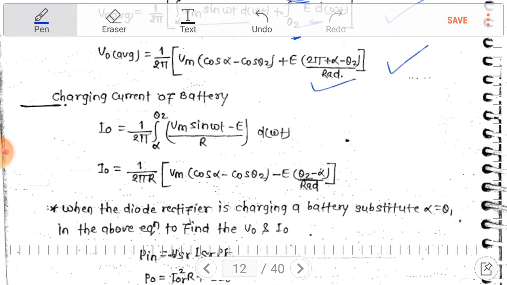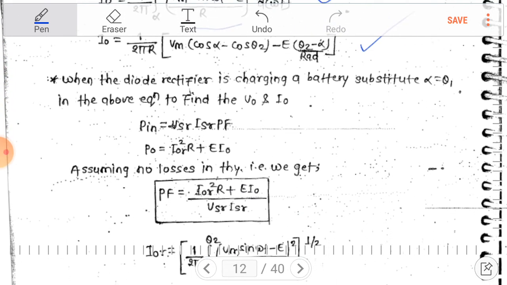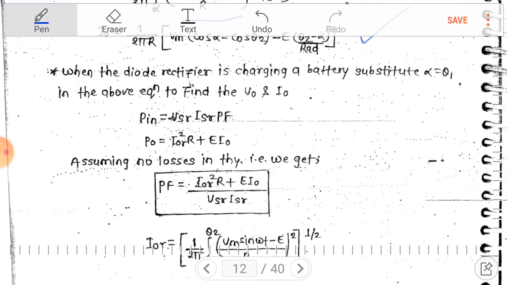The output current can be derived by this formula: 1 by time period, integrate alpha to theta 2, because current only exists when thyristor is turned on. So alpha to theta 2, (Vm sin omega t minus E) by R, supply minus battery voltage divided by resistance. This is the output current we obtained. When the diode rectifier is charging the battery, substitute alpha equal to theta 1 in the above equation to find the V output and I output.